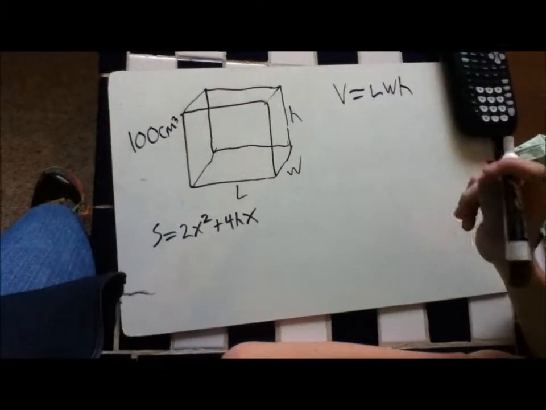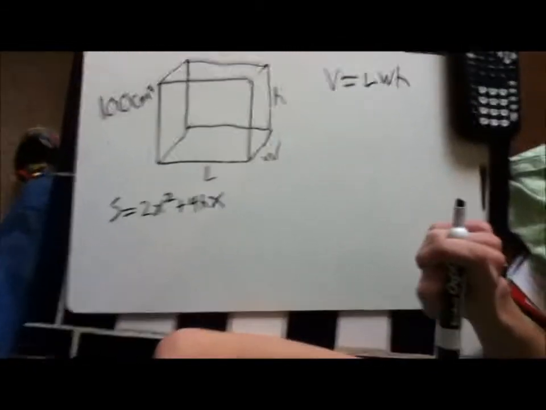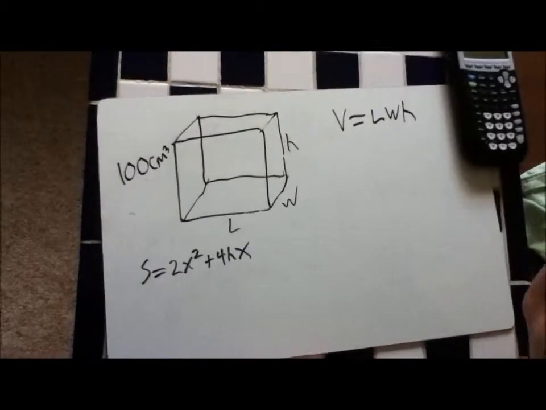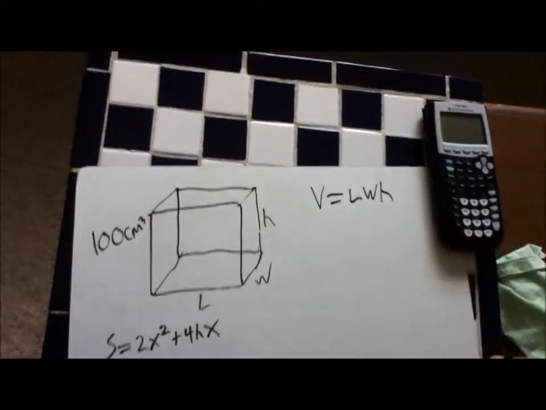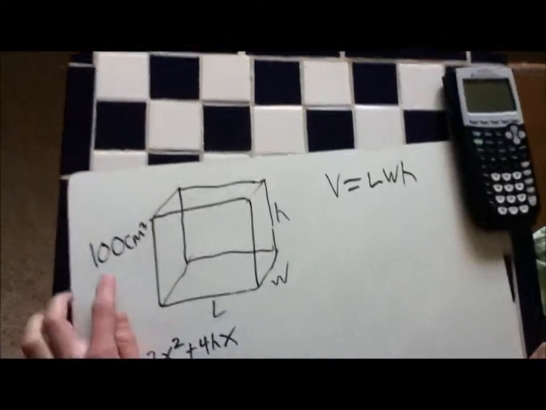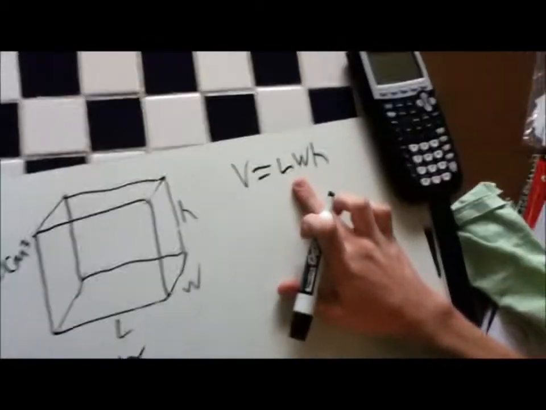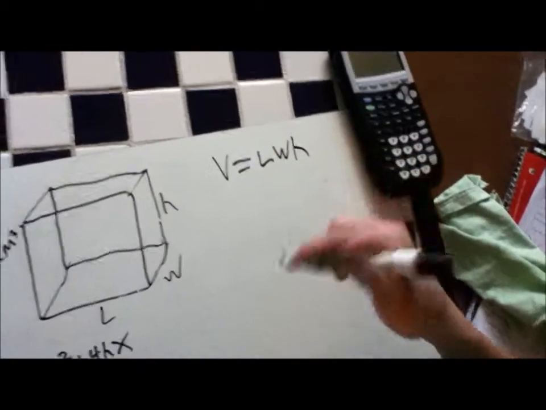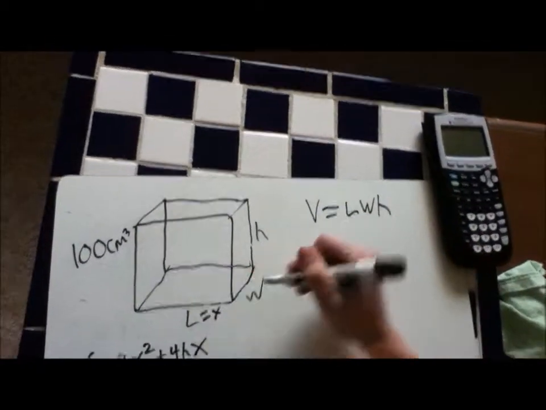So we're going to be talking about optimization, and the problem is a soap company has a container with a square base, and they want to find out the minimum amount of material needed to contain 100 centimeters cubed of soap. The formula for volume is volume equals length times width times height. Since it's a square base, the length and the width are the same, so we're going to say that both of them equal x.